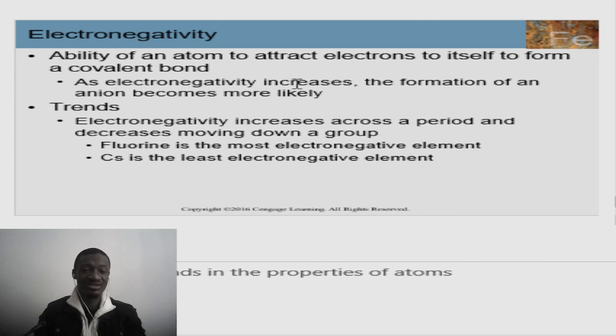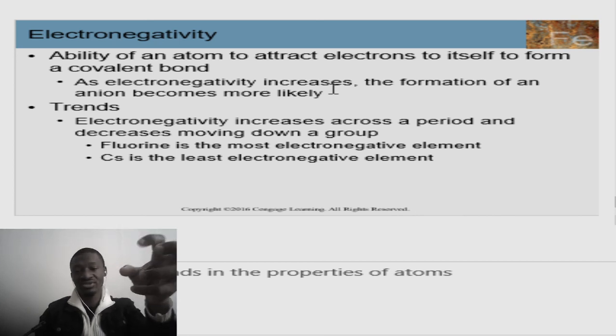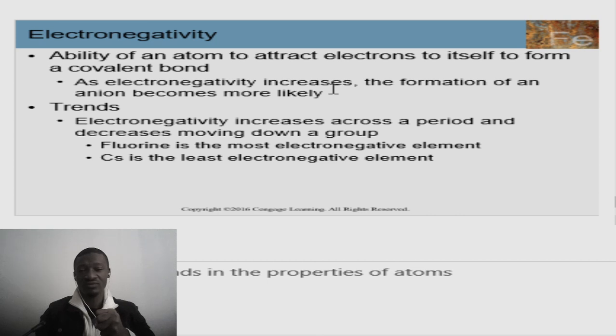So as electronegativity increases, the formation of an anion becomes more likely. You always will have that formation of an ion when there's increased electronegativity, because take for example sodium hydroxide or just a hydroxide ion, when oxygen pulls hydrogen to itself, you have that OH minus. Many others you can think of when you see that sharing. So there's a high likelihood of anion formation.